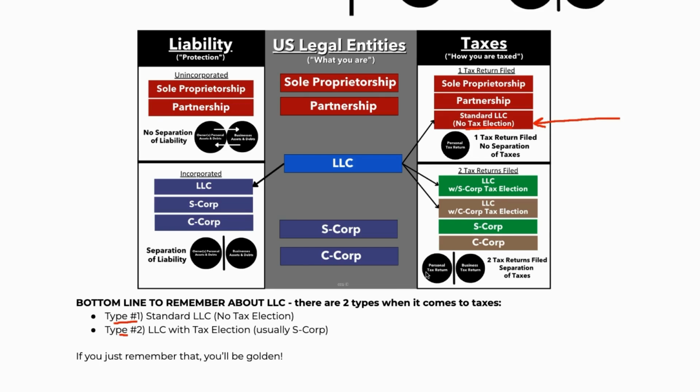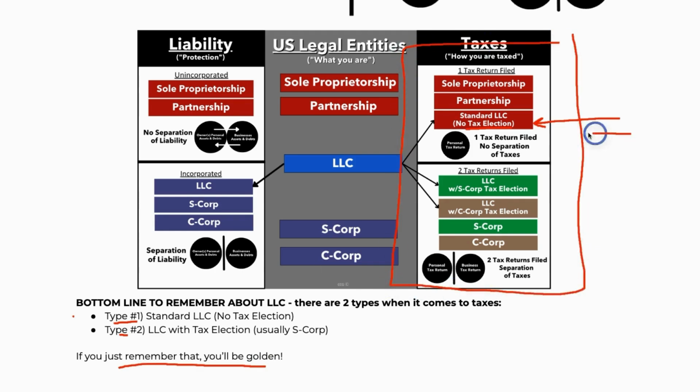There's a whole bunch of reasons for that. I'm not going to go into that right now, but usually a C Corp filing is for bigger corporations with stocks and a board of directors and stuff like that. Normally for small businesses like us, we're going to be filing an S Corp tax election for the LLC. So as long as you remember this right now, for the purposes of taxes, there are two types of LLCs, standard and tax election LLCs. When it comes to liability, only one type, it doesn't matter. It's just an LLC.